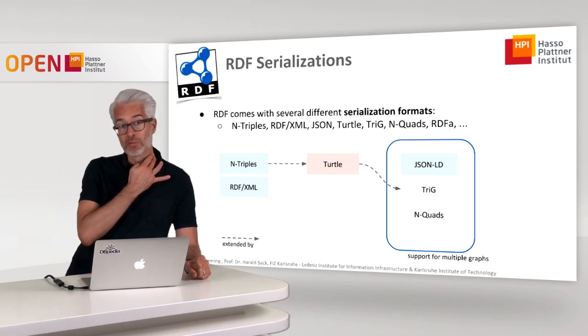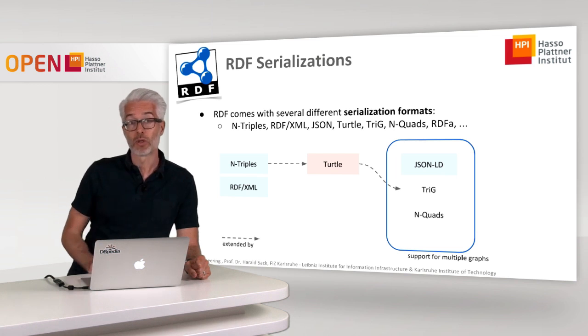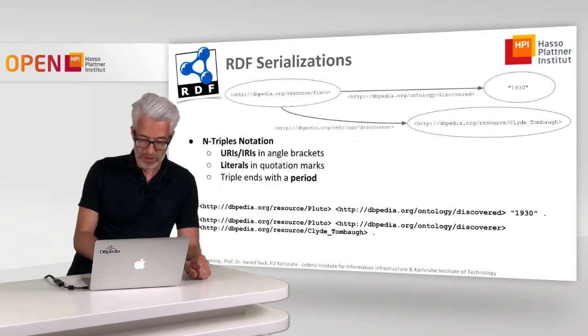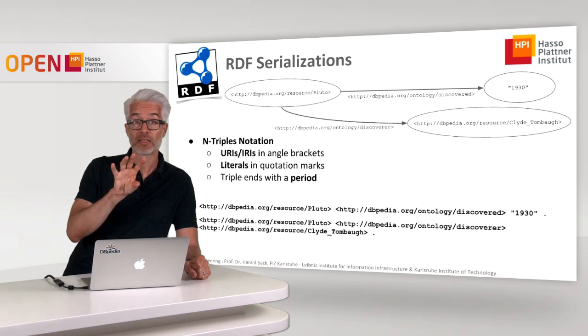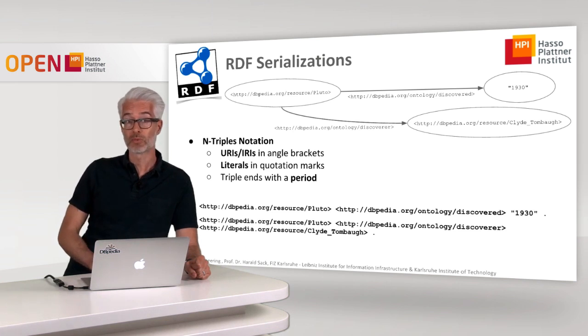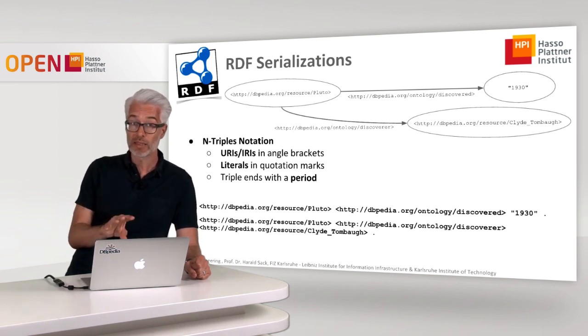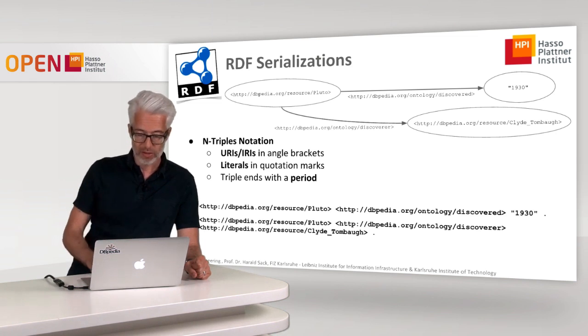For us in the course, the most important one is the Turtle format, and everything will then be in Turtle. But first, let's have a look at some of the different formats. So we start with the N-Triples format, or N-Triples notation. We have already seen that. URIs or IRIs are written in angle brackets, literals in quotation marks, and the triple usually ends with a period. That's it.